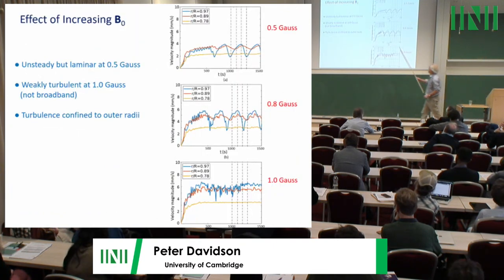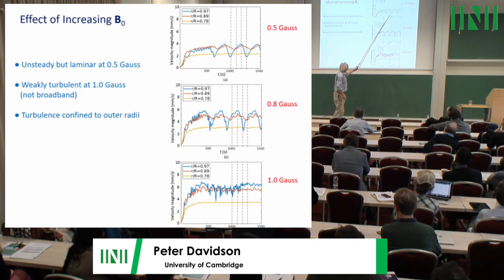Just to sort of finish off, this is summarizing the effect of increasing Bz. This is half a gauss. This is the velocity as a function of time at different radial positions. This is in the core, away from the edges. This is getting into the Stewartson layers. That's half a gauss. And you can see that there's a lot of fluctuations.